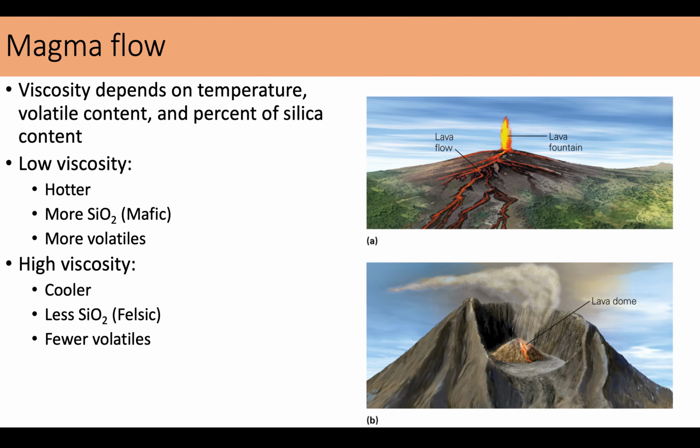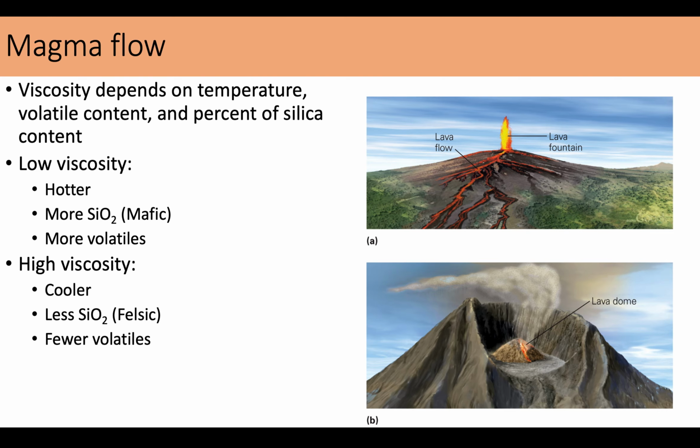So when we talk about types of magma, we mentioned felsic versus mafic. We know that the silica content controls the type of magma that we consider it to be. That also controls how the magma is going to flow. So the viscosity of the magma or the lava depends on the temperature and the percentage of silica. So if we have a low viscosity magma, it's going to be hotter. It will also be more mafic. A high viscosity magma is generally cooler. It's going to be more felsic.